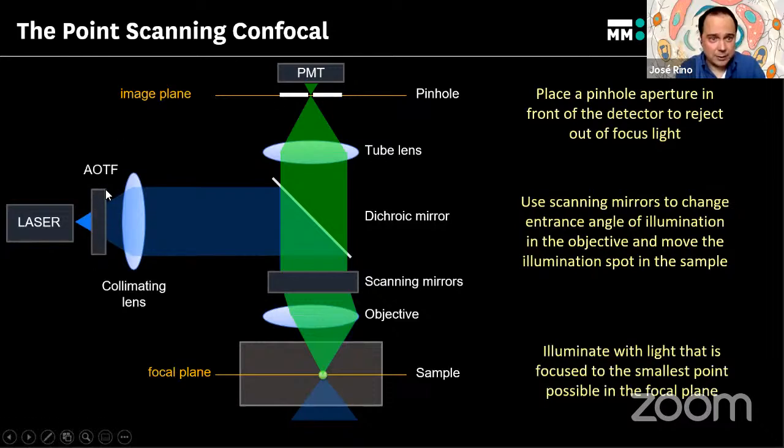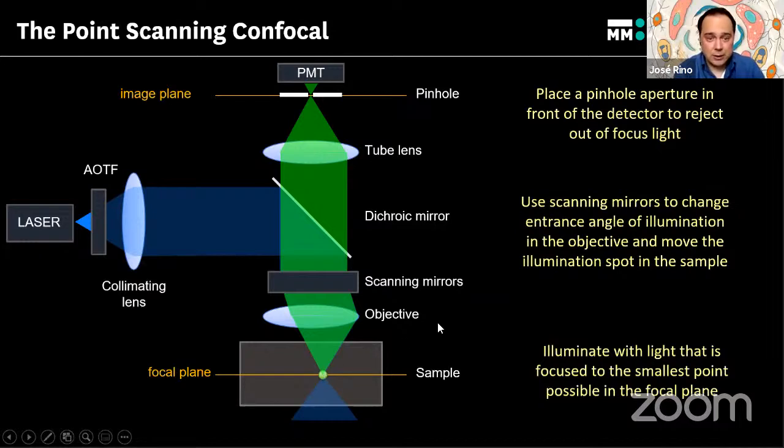In front of the laser, we will place an acousto-optic tunable filter, which is basically a crystal that resonates at different frequencies, and depending on the frequency that it's vibrating at, it will allow more or less laser light to go through. So we can also control, in very short time and with very high precision, the amount of laser excitation that is hitting each point on the sample.